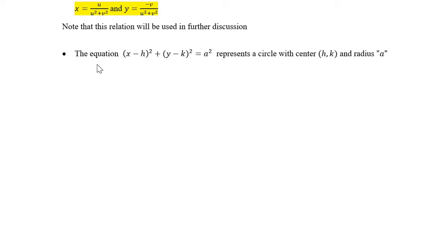We also need to know that the equation x minus h whole square plus y minus k whole square equal to a square represents a circle with center hk and radius a.